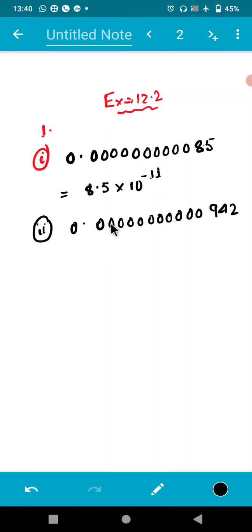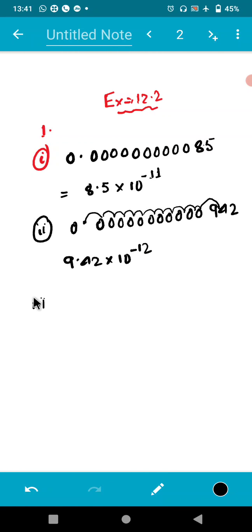That is okay. Now how many numbers we have to shift? 1, 2, 3, 4, 5, 6, 7, 8, 9, 10, 11 and then 12. So it will look like 9.42 into 10 to the power minus 12. Yes, minus 12 because it's a small number.